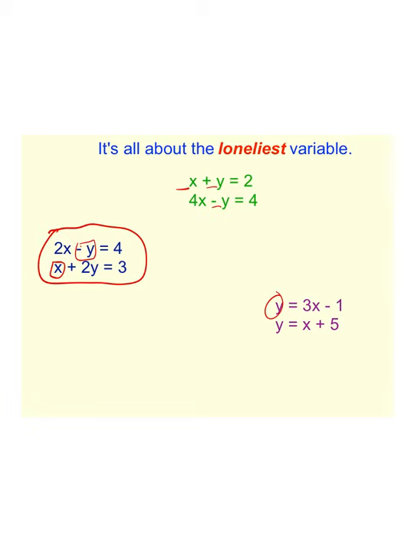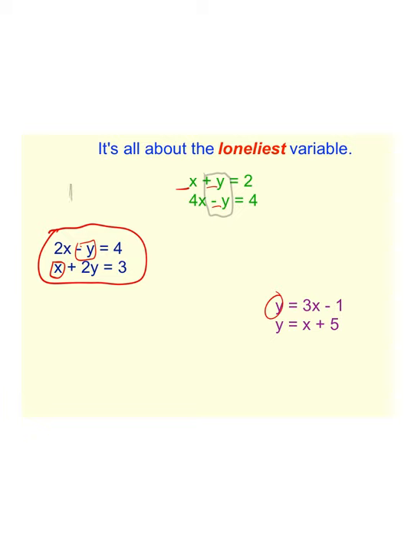Okay? But when it comes to elimination, what you're trying to do is actually look for variables that can offset each other. And what I mean by offset each other is, for instance, right here, we have a plus y and a minus y. Those two would offset each other. Okay, so that's a positive.